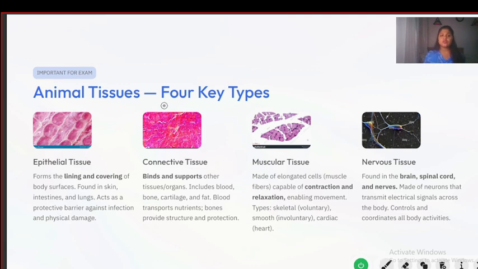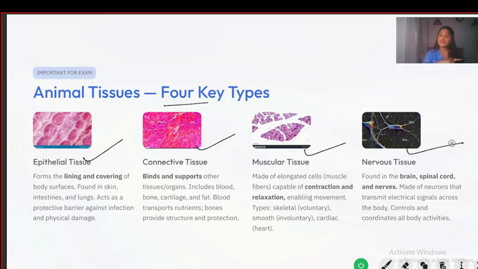So animal tissues are again divided into four types, and they are very different from plant tissues. They are not similar to plant tissues. Animal tissues are very different because they carry different functions. They are divided into epithelial tissue, connective tissue, muscular tissue and nervous tissue.